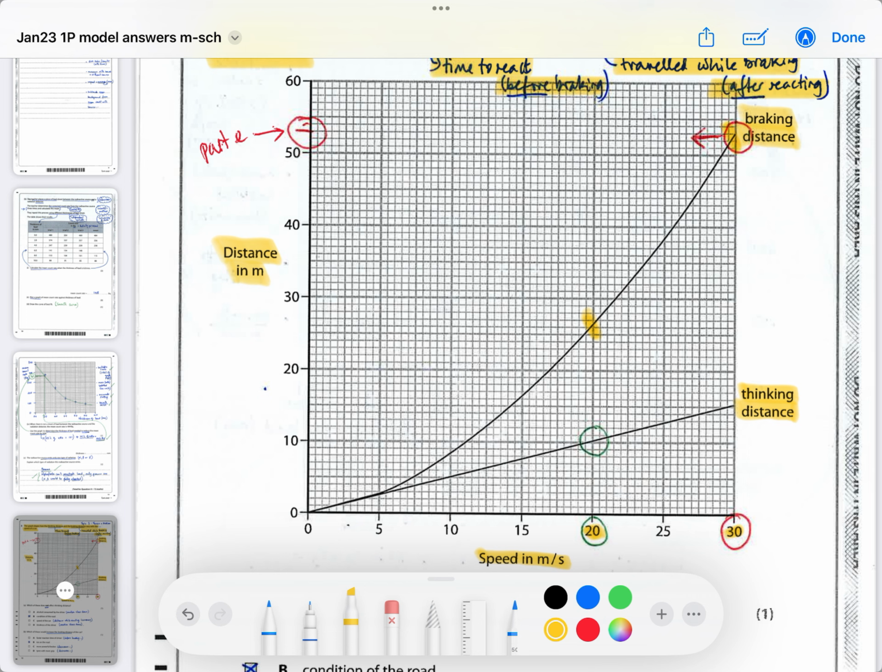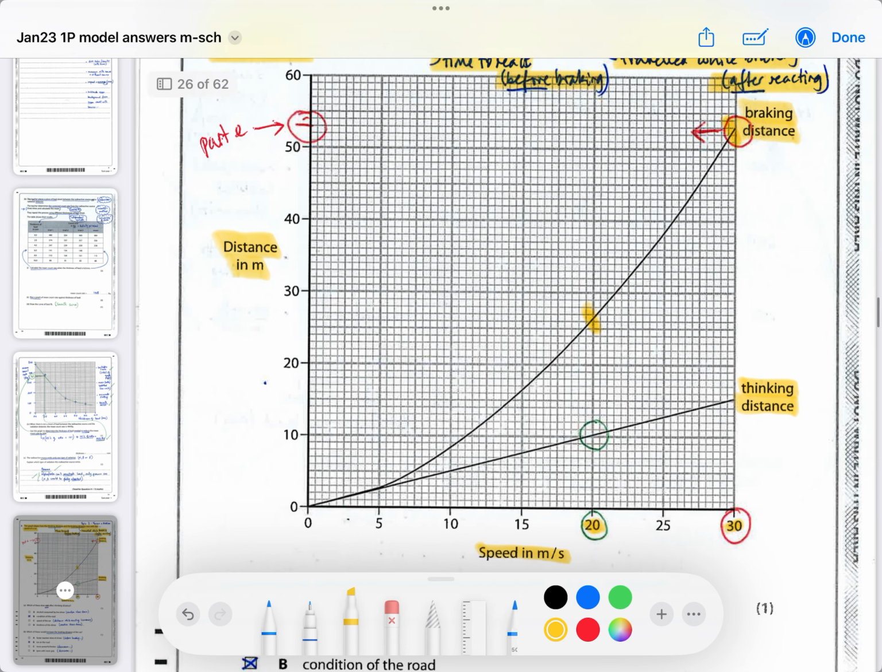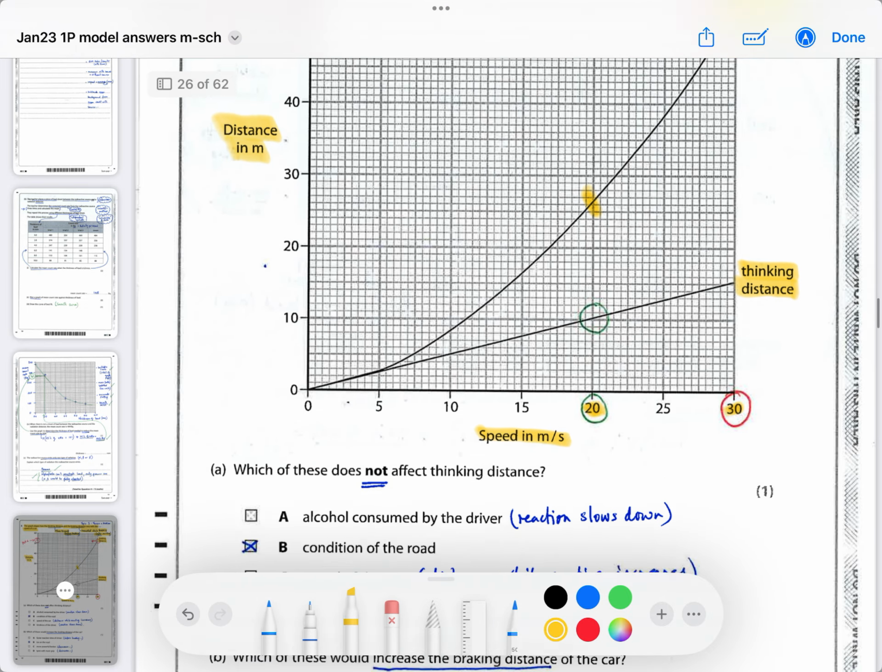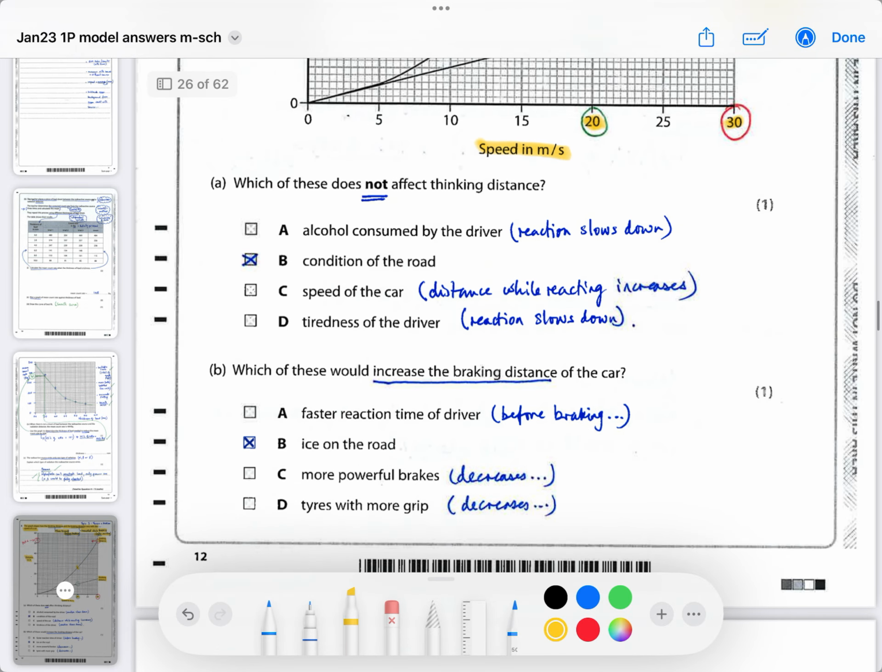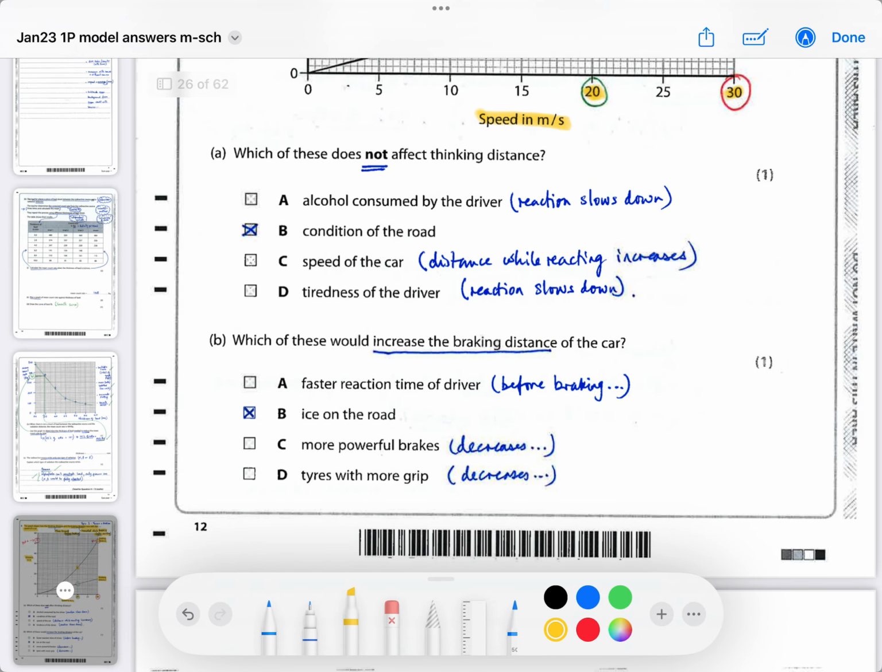So from 20 to 30, it's not just 1.5 times as much, it's 2 times as much. That's because the faster you go, the more kinetic energy you have, so the harder your brakes have to work, because kinetic energy is proportional to the square of the speed. And this is the level of mathematics that you need to be able to do in physics.